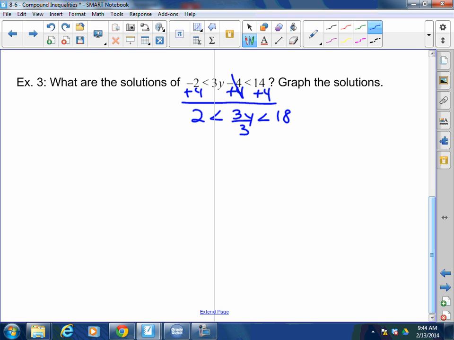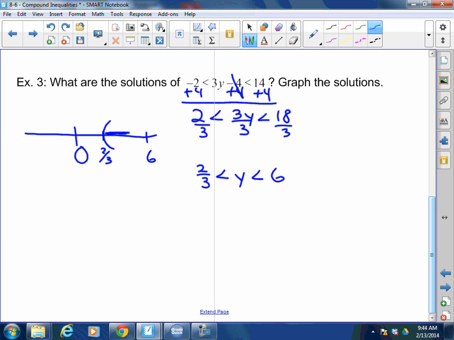Then I got to get rid of multiplication with division to everything. Bam, done. My 0, here's my 2/3, here's my 6. I'm not going to make this difficult for you guys. Y is greater than 2/3, but it's also, and it's less than 6. Does that make sense?